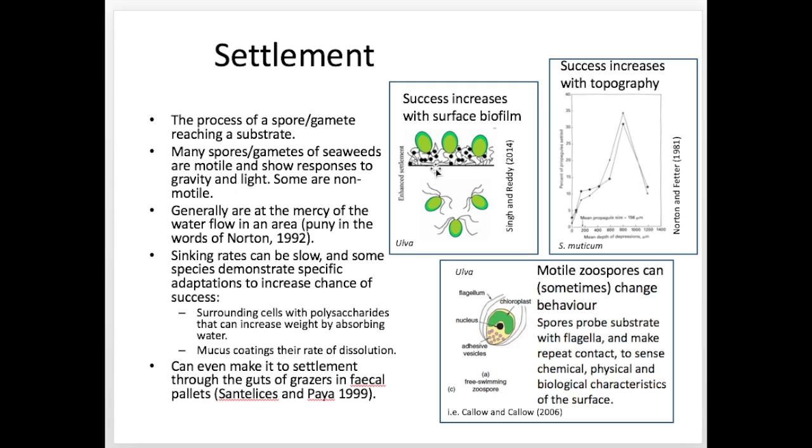Some species would absorb water onto their cells in order to increase their weight and sink down to the bed. But essentially, even though some zygotes, some spores, some gametes and so on can swim, actually they're at the mercy of the currents and tides, which are far, far stronger than them.